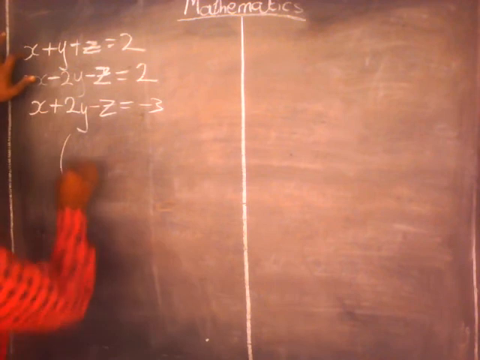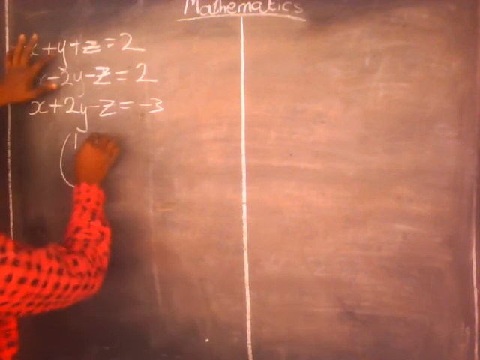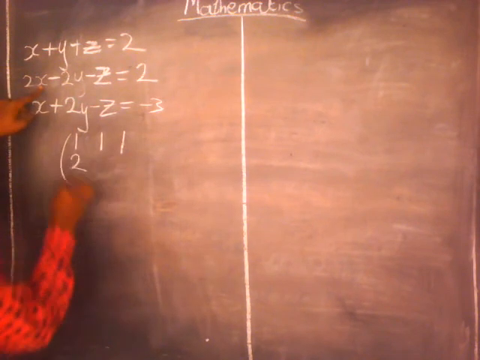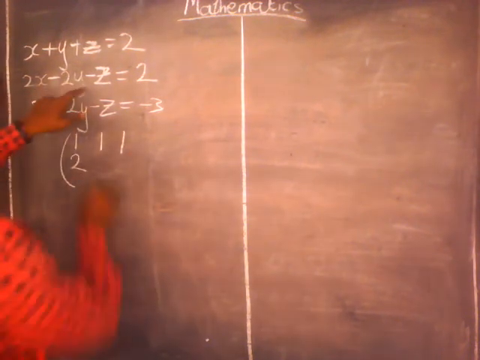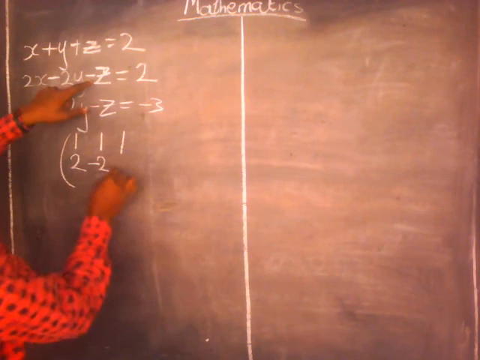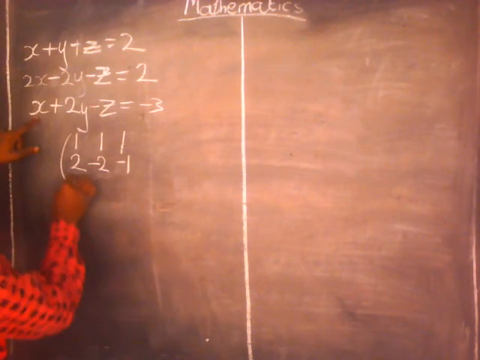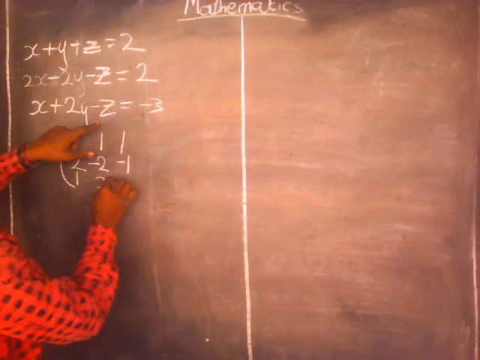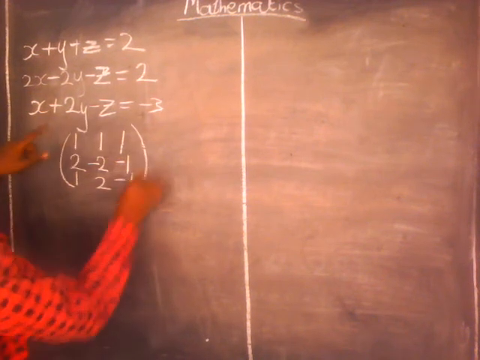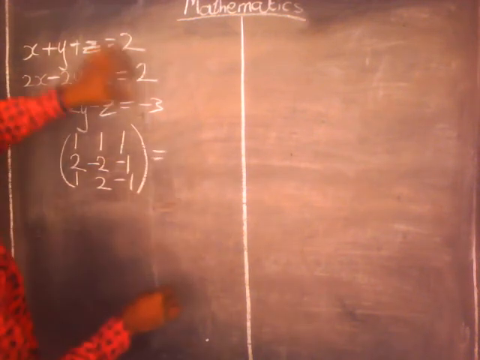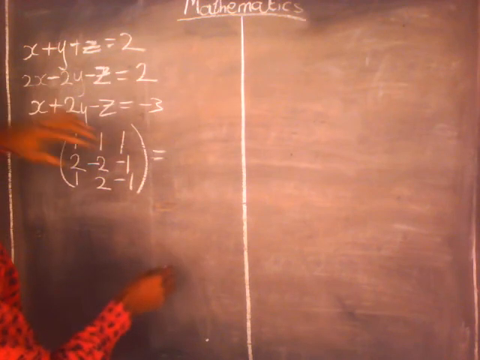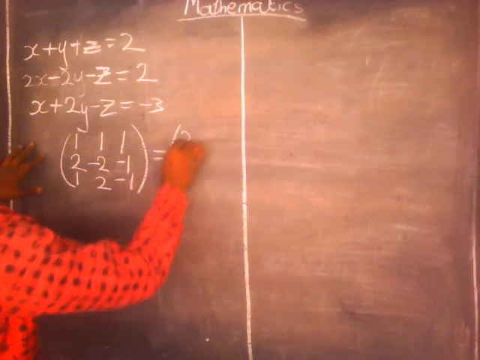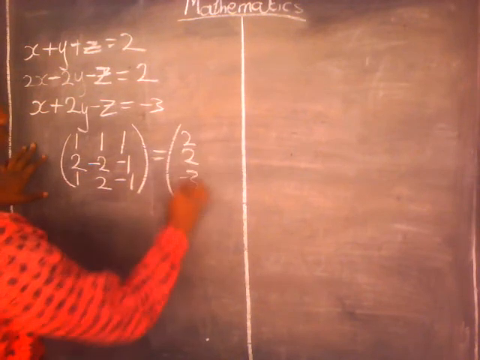For x, the coefficient of x here is 1, that of y is 1, that of z is 1. That of x here we have 2, that of y we have minus 2, that of z we have minus 1. That of x here we have 1, that of y we have 2, that of z we have another minus 1. Then you close this and you write equals, and you write those ones here, which are their values. So we have 2, 2, minus 3.